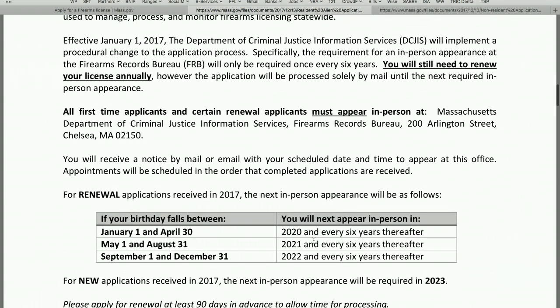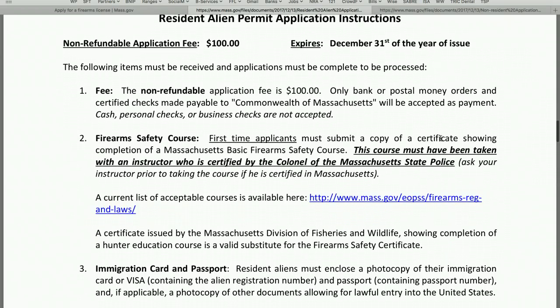So this is what they're talking about, the next time you'll appear in person. That's for the renewal, but the first time you apply, you are going to have to be in person. It tells you right here: first time applicants and certain renewal applicants must appear in person at, and it gives you the address right there. So you can Google Map it, you can put it in your GPS. It's 2018, you can find the place. This is where you have to go and apply for a license to carry if you are a non-resident.